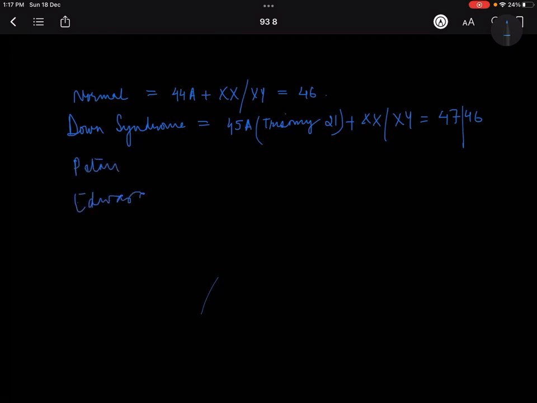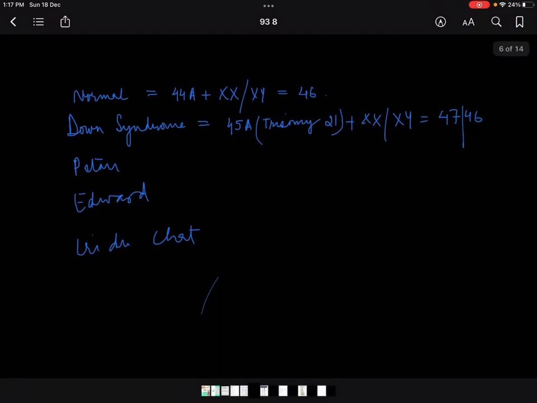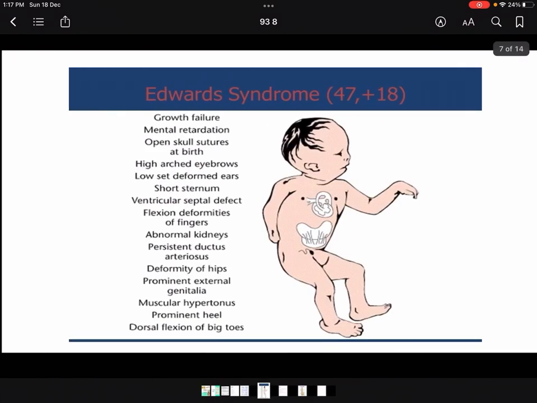And next we are going to do the Cri-du-chat. For that also you can write, right? So this chart can help you to remember the syndrome easily. ठीक है ना? So this is just for your understanding, you can remember it.